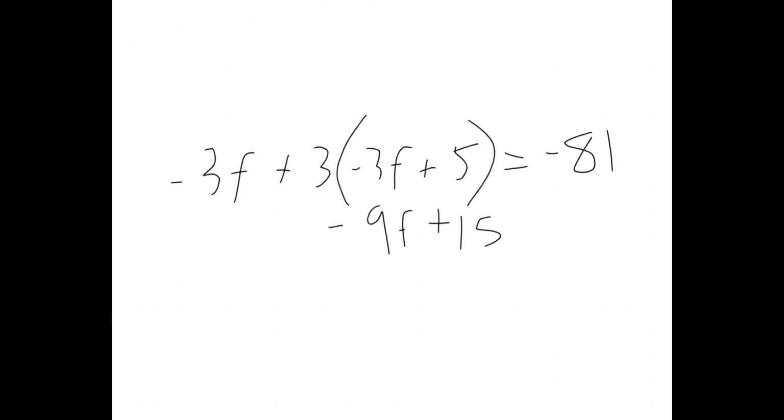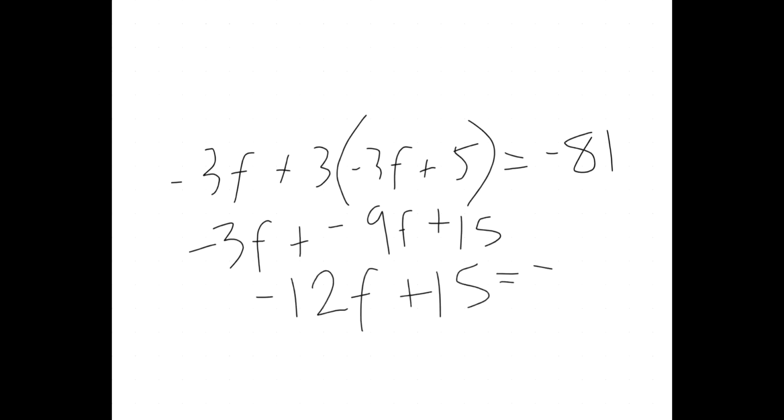So then we had negative 3f over here, that's going to have to get combined. So we have a negative 3f plus a negative 9f, and those combine to make what? Negative 12f? Yeah, so we have negative 12f plus 15 equals negative 81. So what's the next step? Taylor, you can say it out loud too. Do we add 15 to both sides now? Take away 15.